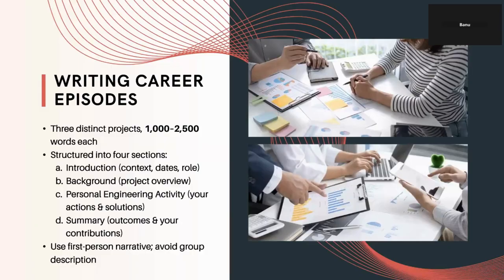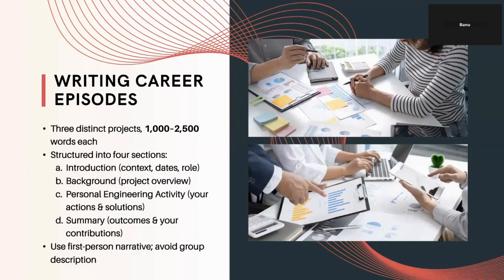Let's see these 3 main reports. Writing career episodes. You need to write only 3. 3 is enough, 2 is not enough, 3 is the main expectation. Distinct projects between 1,000 to 2,500 words. You need to structure into 4 sections, which are introduction, background, personal engineering activities, and summary.